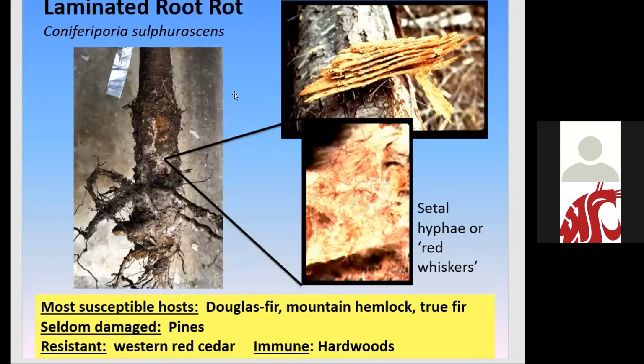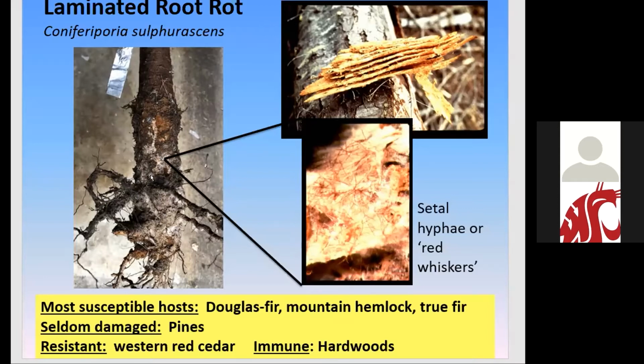Two other root diseases that you're likely to encounter in the forests of Western Washington are, one, laminated root rot, so named because of the way it delaminates tissue that's been infected by the fungus, as you can see in this picture in the upper right. On the left side here, we have a 6 or 7 year old Douglas fir seedling that we pulled out of the ground just about a week ago.